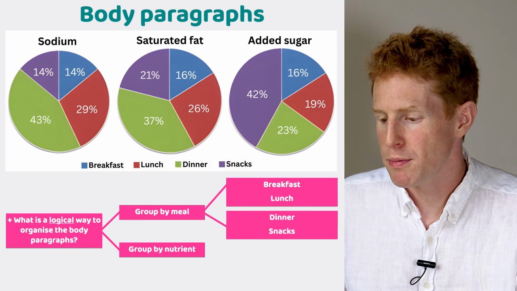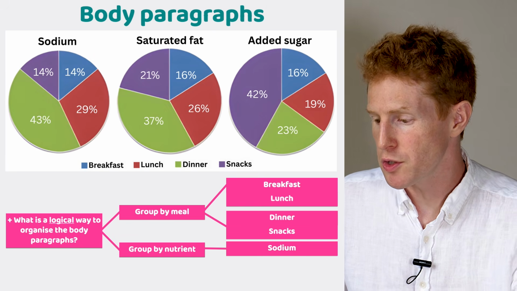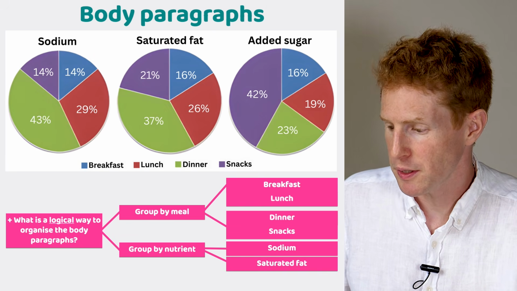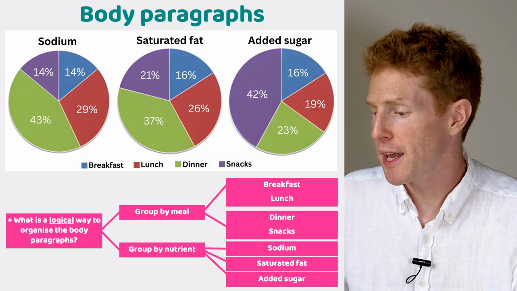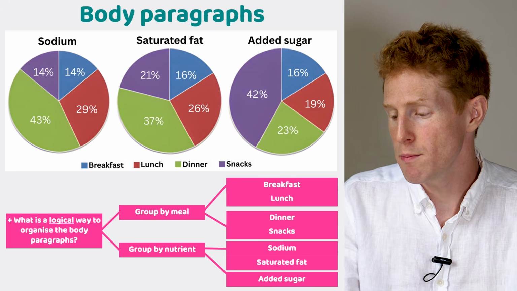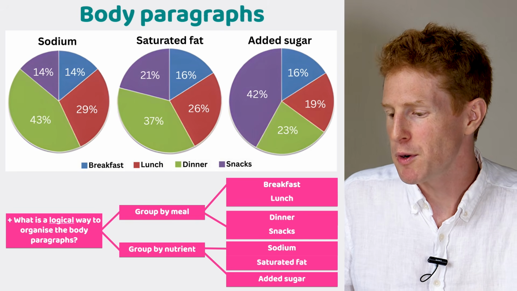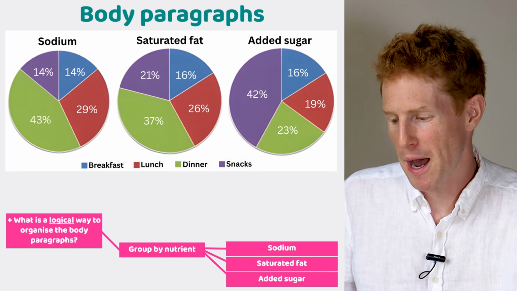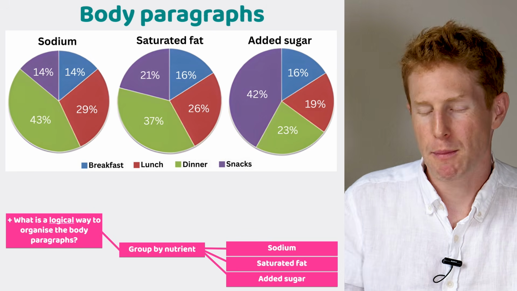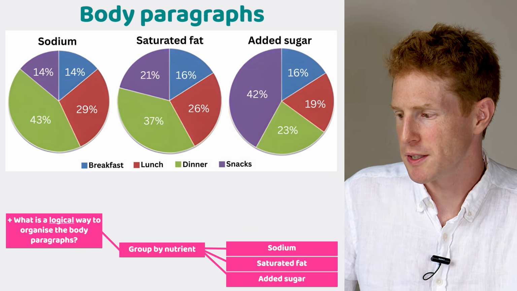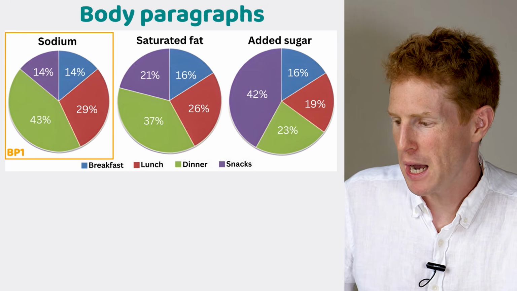Now, if we're going to group by nutrient, we could have a paragraph on sodium, a paragraph on saturated fat, and a paragraph on added sugar. And again, we could actually combine this into 2 body paragraphs, thinking about which categories could be combined. So in this case, sodium and saturated fat have a similar pattern. It would be logical to include these in 1 body paragraph. However, for this essay, I'm going to write 3 paragraphs and I'm going to organize my body paragraphs by these different nutrients. So let's write body paragraph 1.